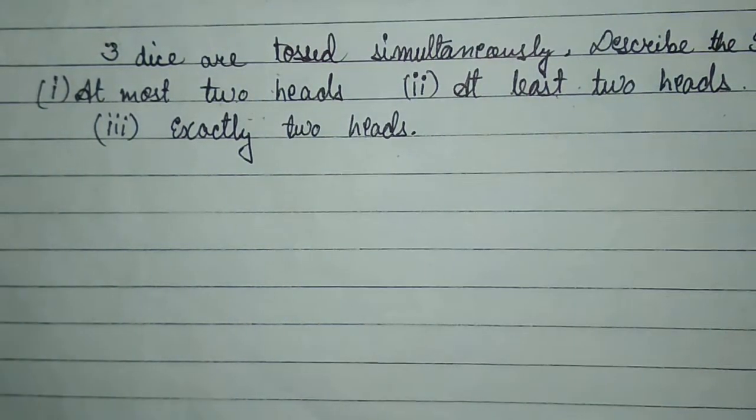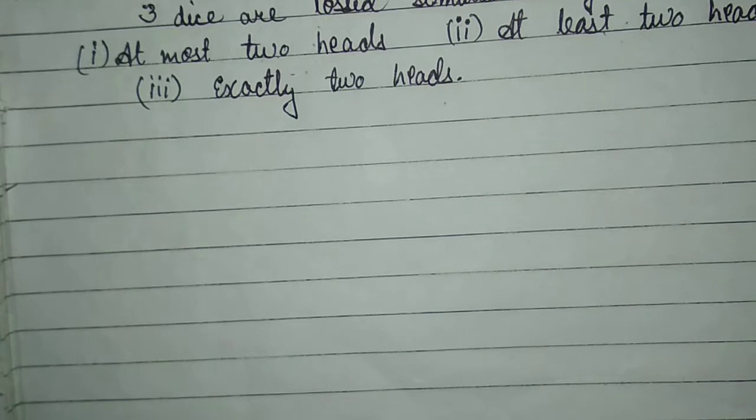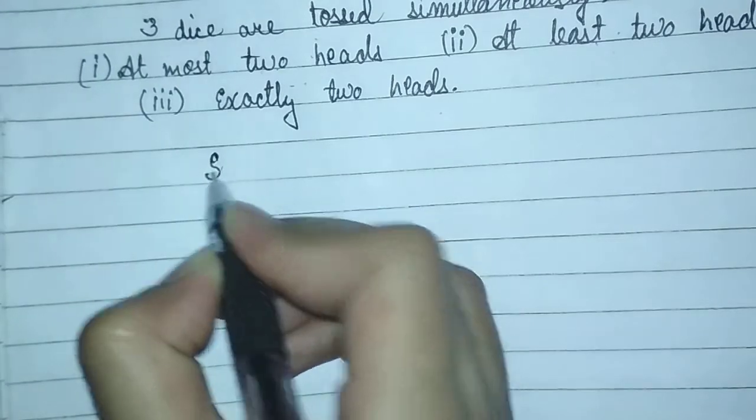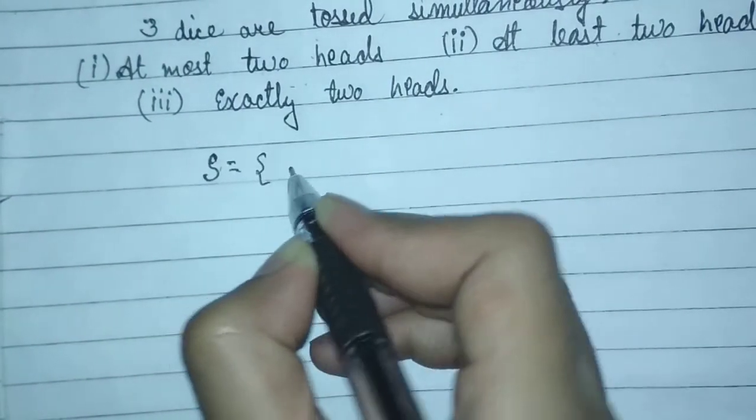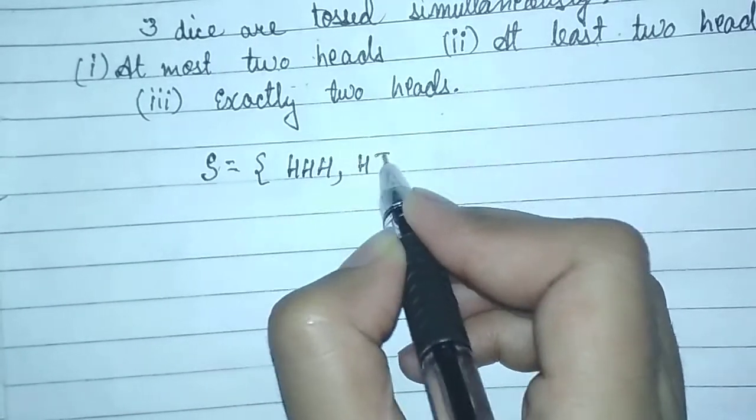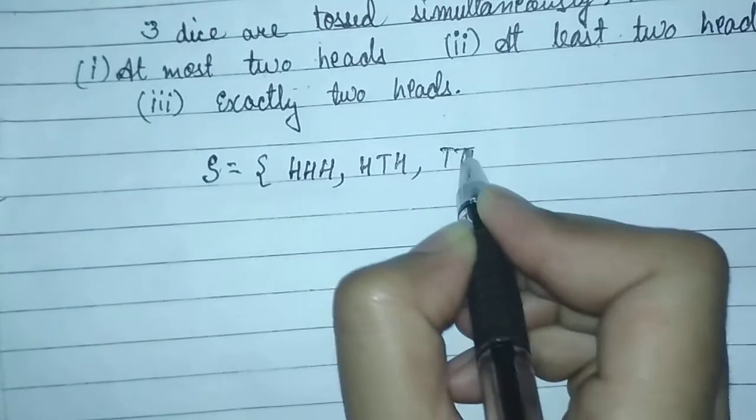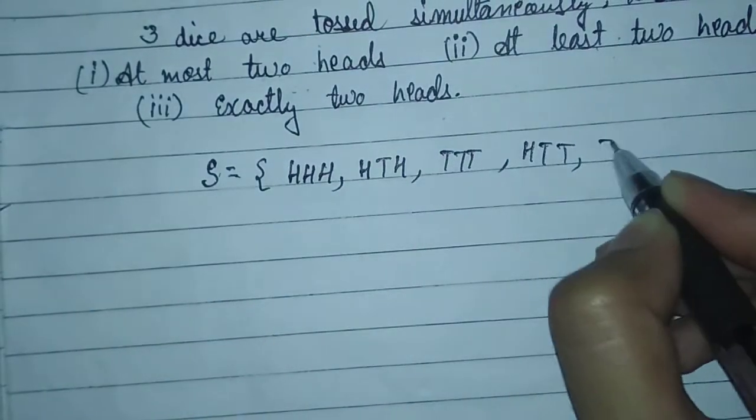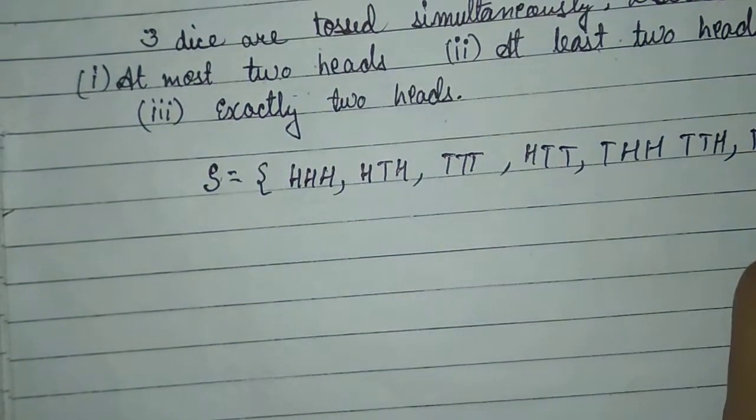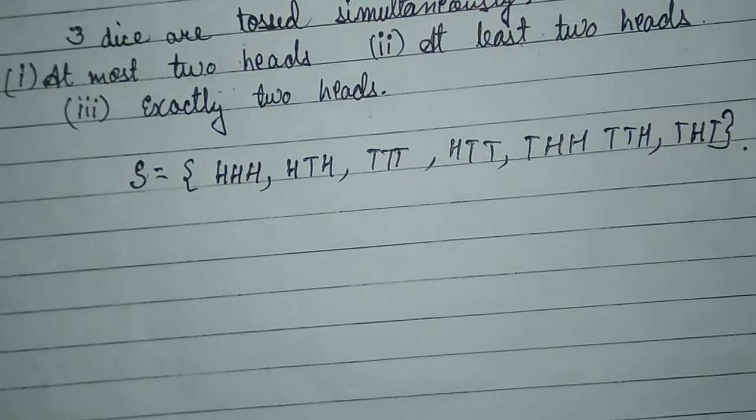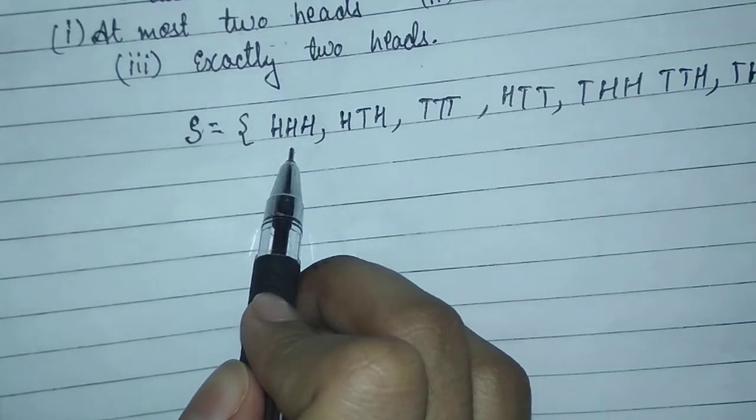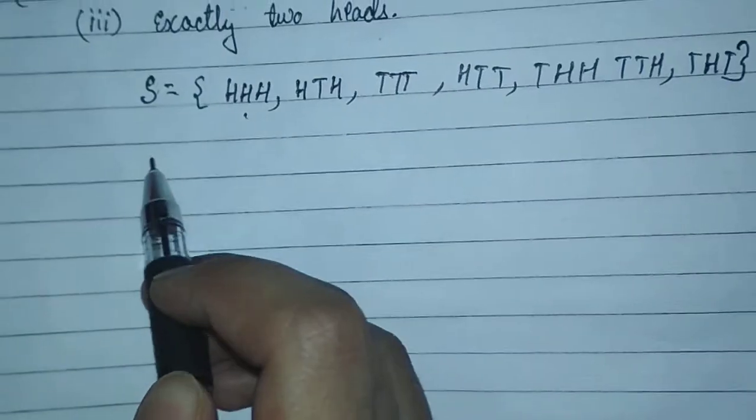Okay, so let's solve. First, we are asked to write the sample space, means describe the sample space. So first we will write the sample space. S equals, in curly brackets we write the sample space. First is HHH, HTH, then TTT, then HTT, then THH, TTH, then THT. Okay, so these are the sample space, means the number of occurrences that can be there in the coins when we toss them.